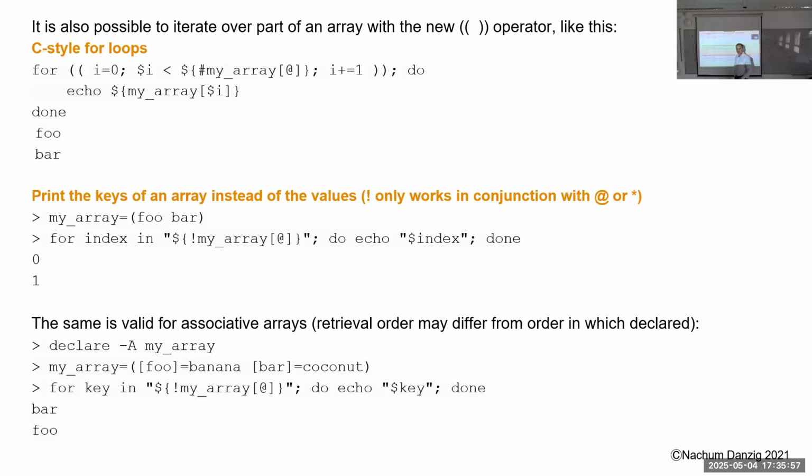Shy, you okay? Okay. Print the keys of an array instead of the values. So now, you have a question? Yishai. Yes. Why do you only need the $i in a condition and not like for I equals 0 and I plus equals 1?